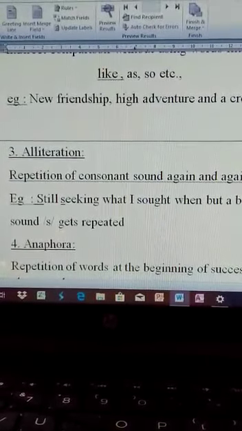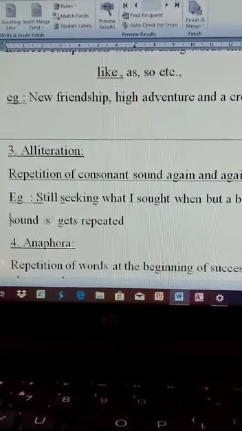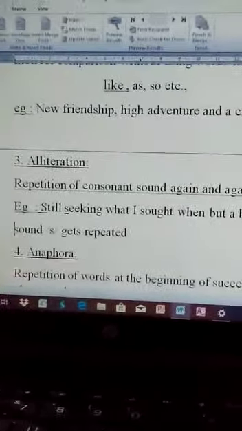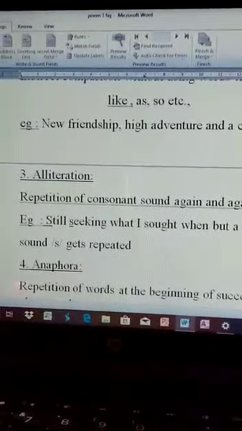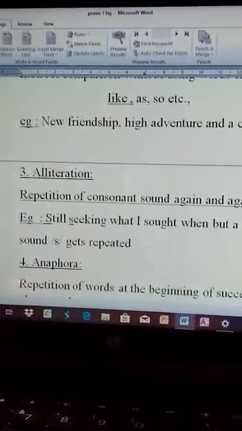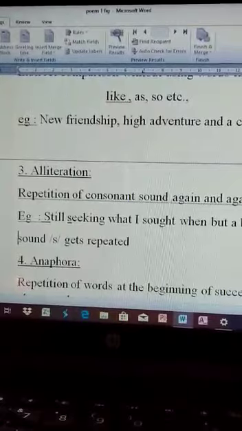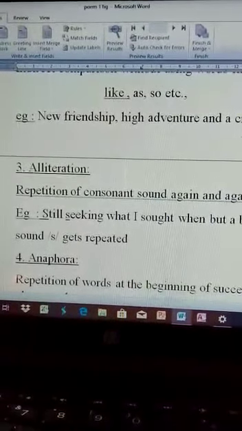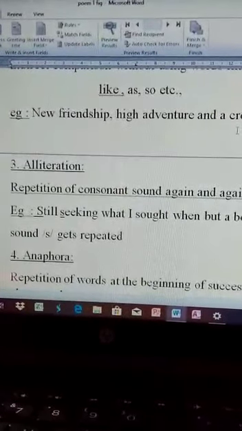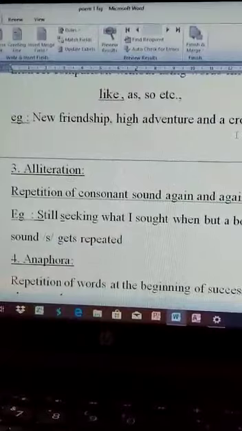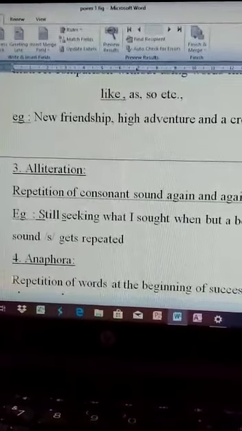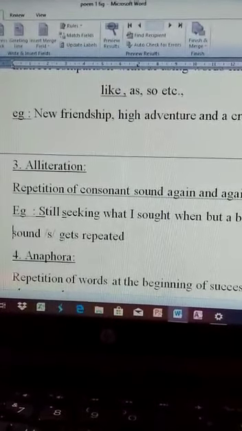In some questions it may be asked: "Still seeking what I sought when but a boy", what figure of speech is used? If you are asked a question like that, you can simply write alliteration. If you are not able to identify the other, a same line may carry more than one figure of speech. So if you are not sure, you can simply write alliteration if the sound is repeated. In "still seeking", the sound "s" gets repeated, so alliteration is employed here.